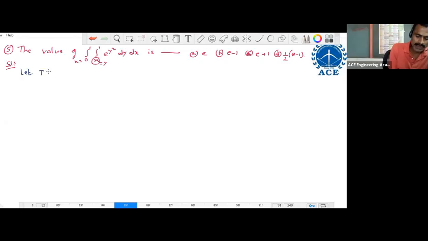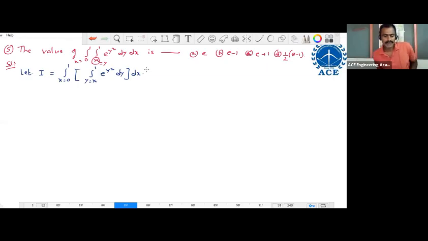Let I equal to integral x equal to 0 to 1, inside this integral y equal to x to 1, e power y square dy and then dx. It is the given integral. According to the given limits, it is the order of integration. According to this order, we should start with the variable y and then stop with x only, because x limits are constants and y limits are variable limits.